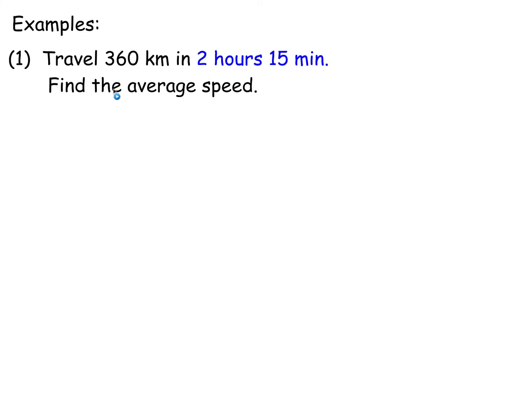So we want the average speed, the speed at which you travel on a journey, say. Formula S equals D over T. We're dividing the distance by the time. So we want to divide 360 kilometers by 2 hours 15 minutes to find out how far you go in 1 hour. 15 minutes is quarter of an hour. As a decimal, that's 0.25. So this is 2.25 hours. So it's dividing 360 by 2.25.